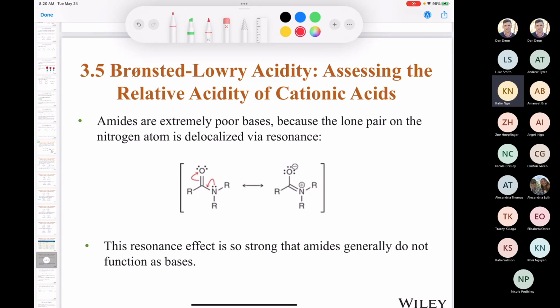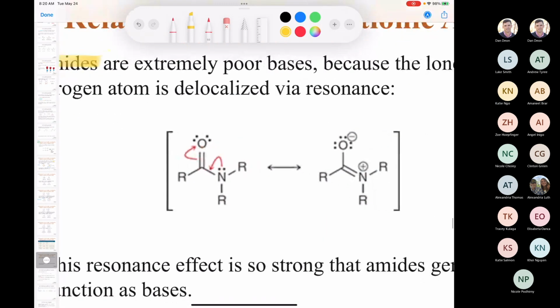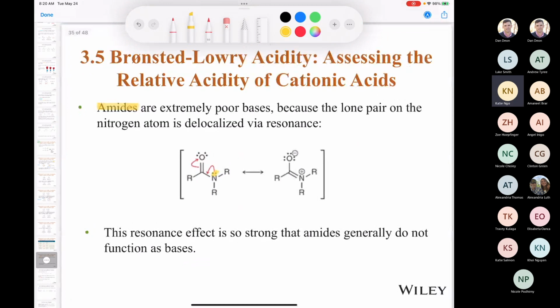That is not true. If you take a look at an amide, we drew the resonance structure for an amide in chapter 2, and we see that the lone pair on the nitrogen is delocalized. Since that lone pair is delocalized, amides are extremely poor bases because that lone pair is not available to be protonated. It is not just sitting on that nitrogen waiting to be protonated.